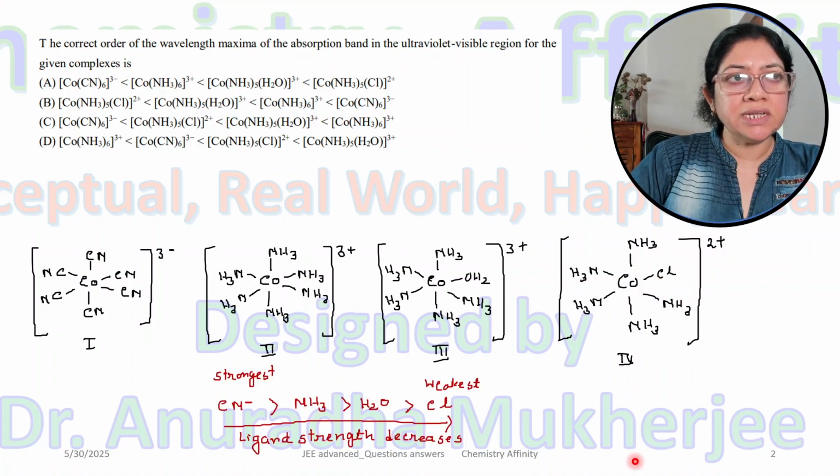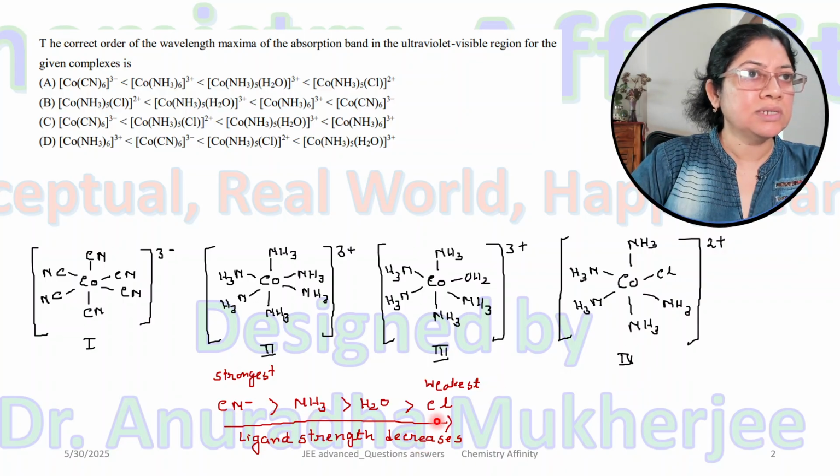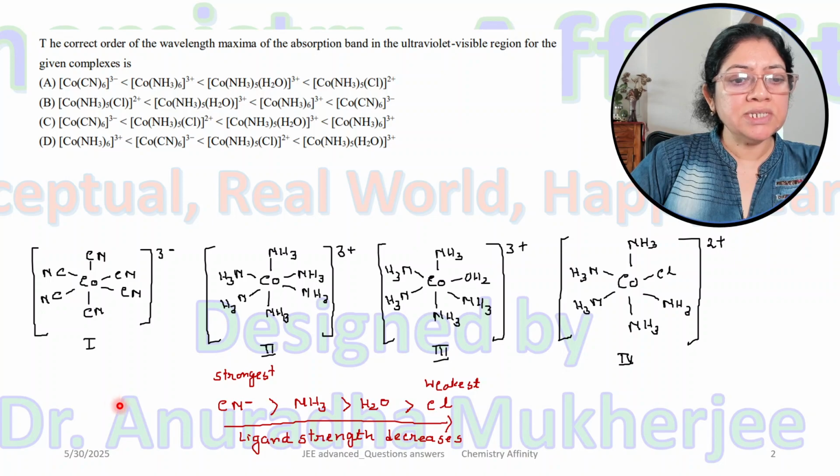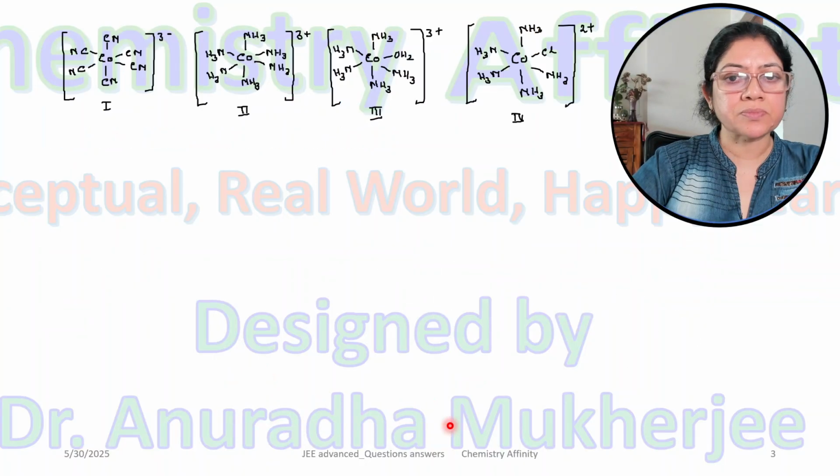Now if we check the strength of the ligand, the strongest is CN minus, cyano, and the weakest is halogen, that is Cl minus. So this is the order of the strength of ligand, and based on that we have to check what is the CFSE of complex 1 to complex 4.